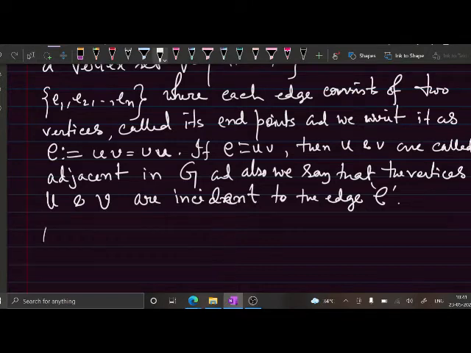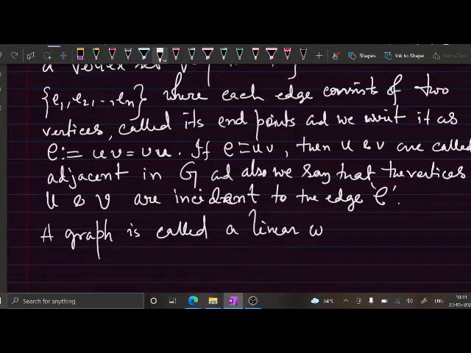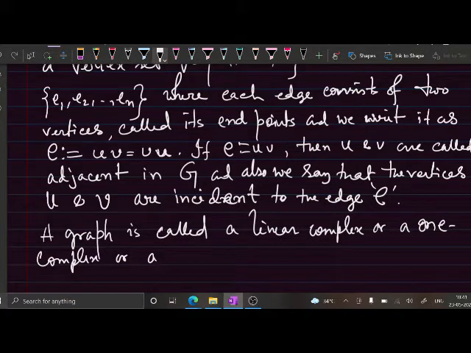A graph sometimes is called a linear complex, or a one complex, or a one dimensional complex.